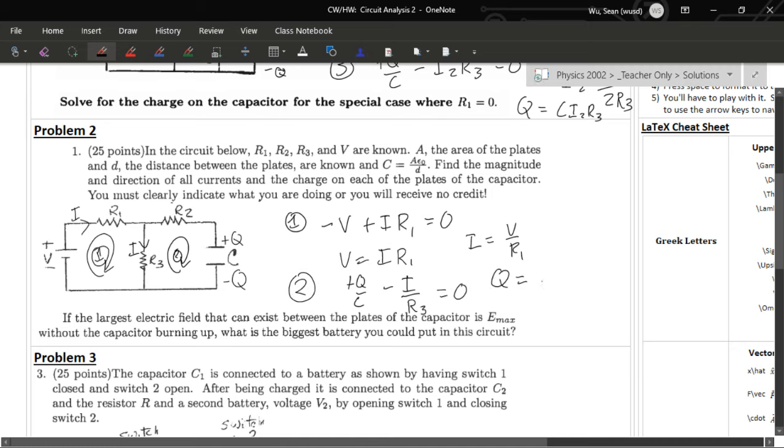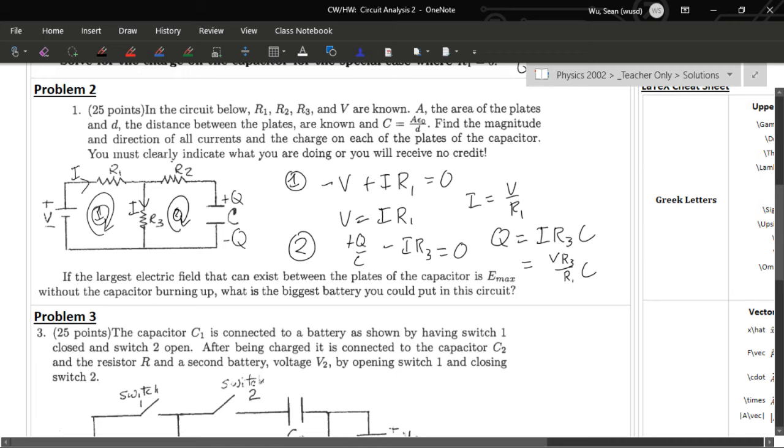Q is going to be equal to... this is wrong. This is not I divided by R3. It's I times R3. So Q is going to be equal to I R3 times C. And so then we can take this and plug it in here if we wanted to. So we'd say that this is going to be V R3 over R1 times C.